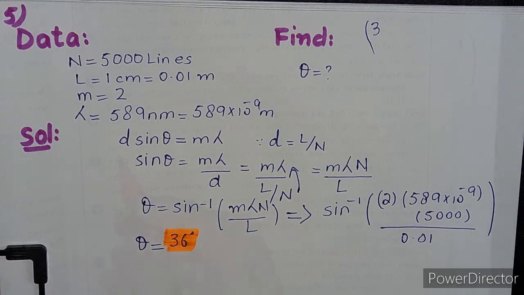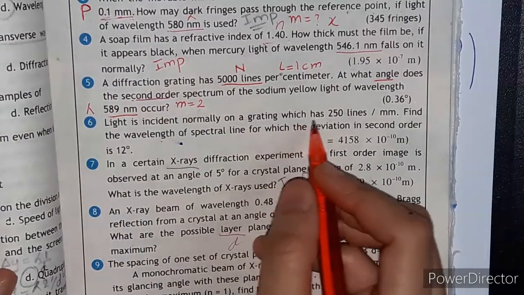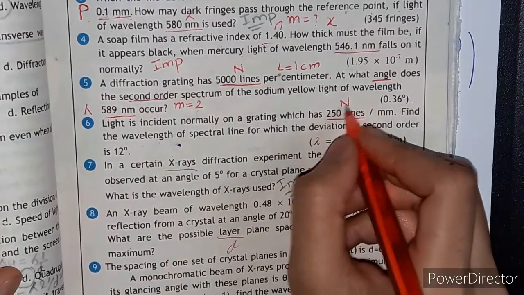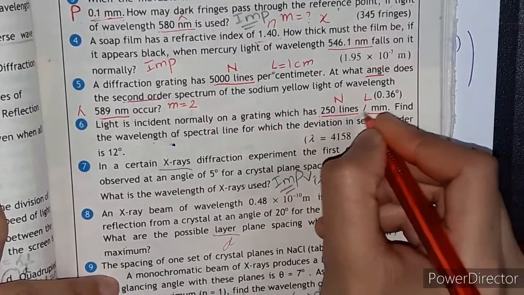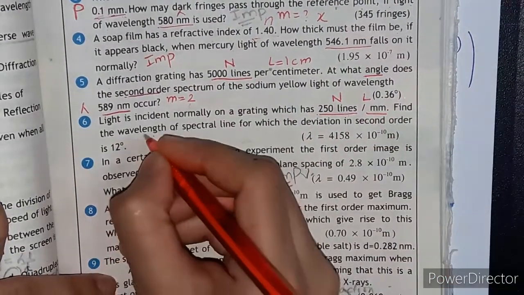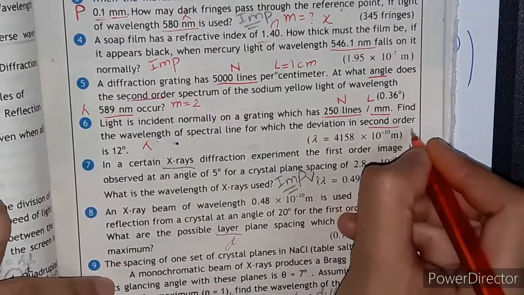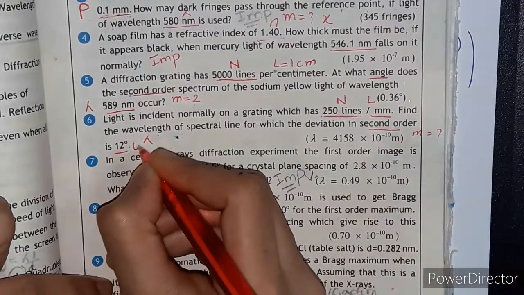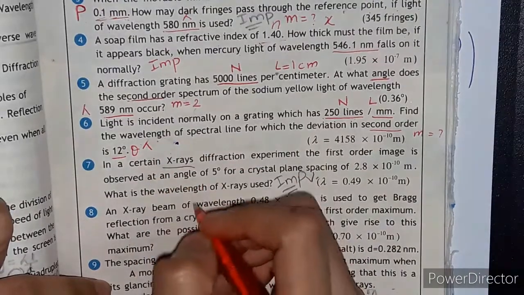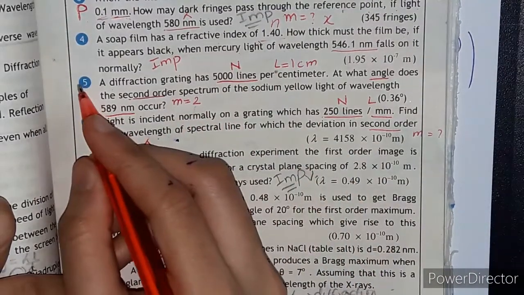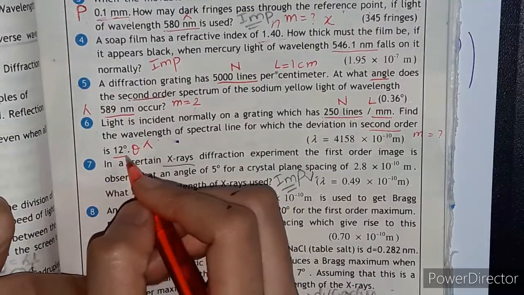Now moving towards the 6th numerical. Light is incident normally on a grating which has 250 lines, the value of n, and L of 1 per millimeter. We have to find the wavelength, and we are given the second order, the m value, and the value of theta as well. So we have to find the value of lambda. Again, same as problem number 5, just we have to find the value of lambda.